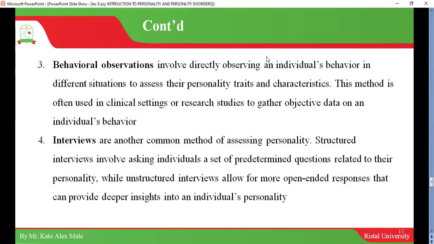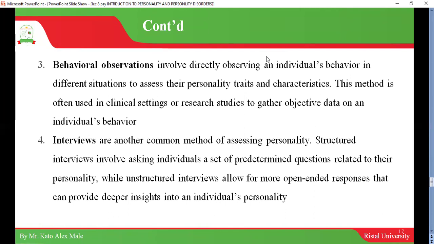Yeah. It's also almost like a stimulus response, but a stimulus is a controlled method for behavioral observation. We don't control what they are exposed to. We just watch them behaving. You get it? Yeah. This method is often used in clinical settings or research studies to gather objective data on individuals' behavior and on how these individuals or patients behave.